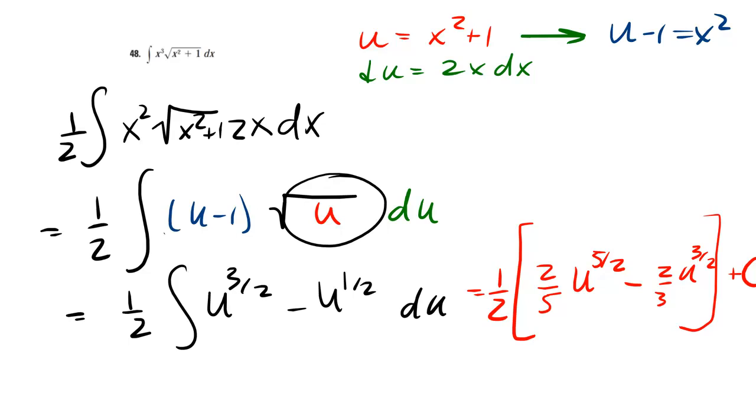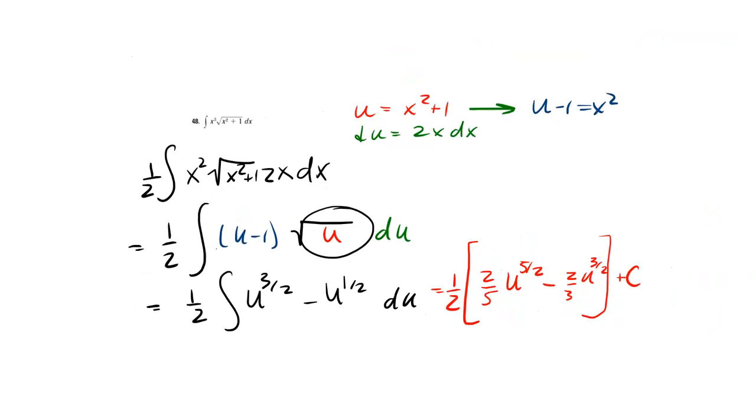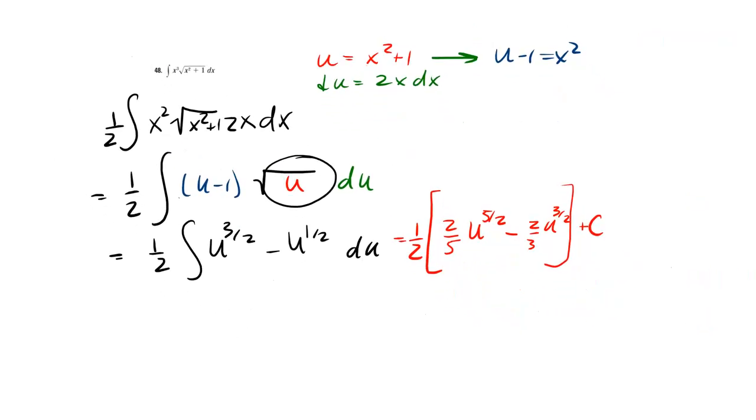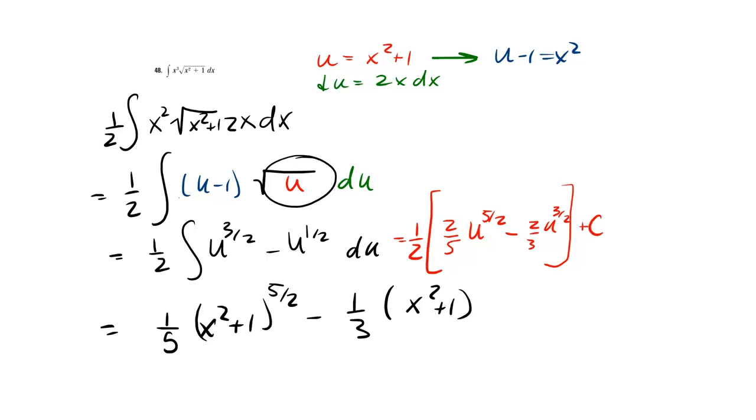I'm going to scroll down just a tad. Actually, let's zoom out a tad. Here we go. So now we're just going to substitute the stuff back in. So the 1/2 times 2/5 is equal to, well, 1/5. U is x squared plus 1 to the power of 5/2, minus 1/2 times 2/3 is 1/3. U is x squared plus 1 to the power of 3/2. And all that plus some arbitrary constant.